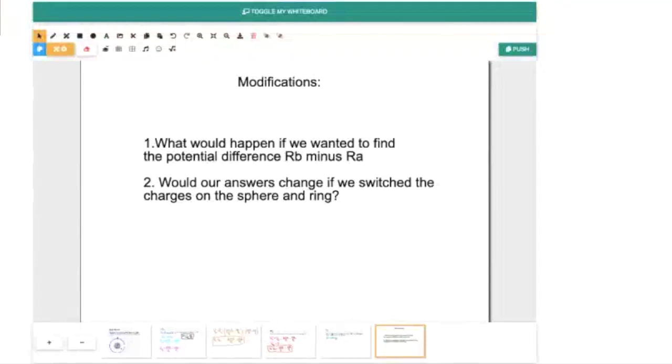Lastly, if we switch the charges on the sphere and the ring, we would not get the same answer as in Part 1, since the potential contributions from the charges would be at different locations. More specifically, the RAs and RBs in the potential formula would be swapped.